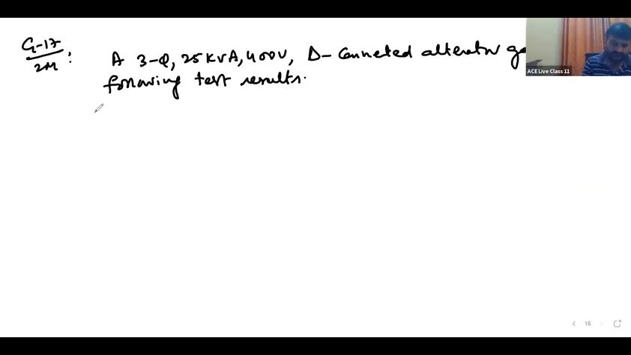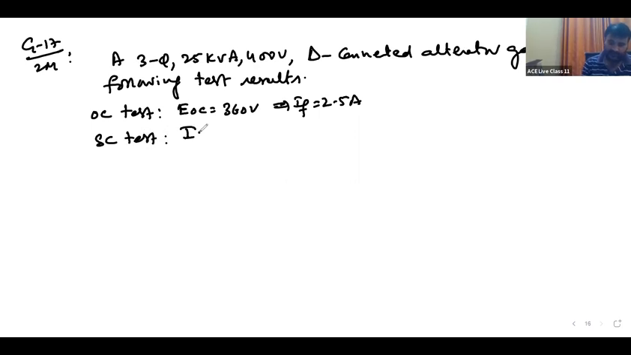OC test: EOC is equal to 360 volts at IF equal to 2.5 amperes. Similarly, SC test: ISC is equal to IA rated, at IF equal to 2.5 amperes. Both are given for the same field current, IF equal to 2.5.